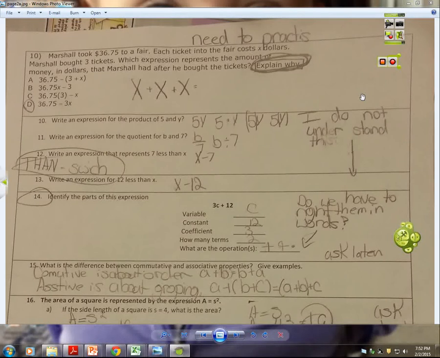Marshall took $36.75 to a fair. Each ticket to the fair cost X dollars. Marshall bought 3 tickets. Which expression represents the amount of money in dollars that Marshall had bought after the tickets?